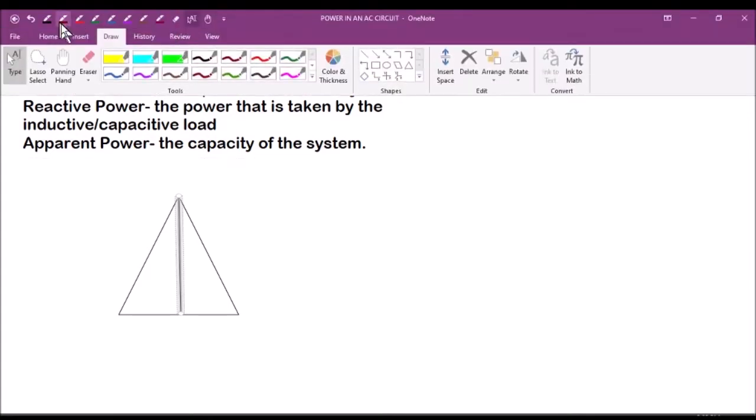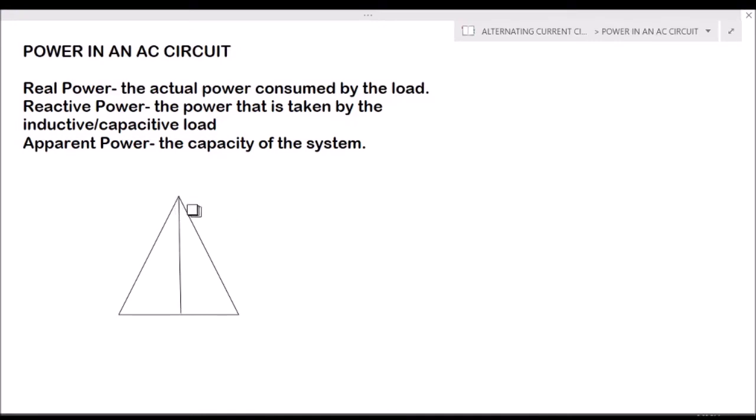So let's first draw a triangle. This is a right triangle, so this is a 90 degree angle, and these two angles here are acute angles. We have here S, then we have Q, and we have P.